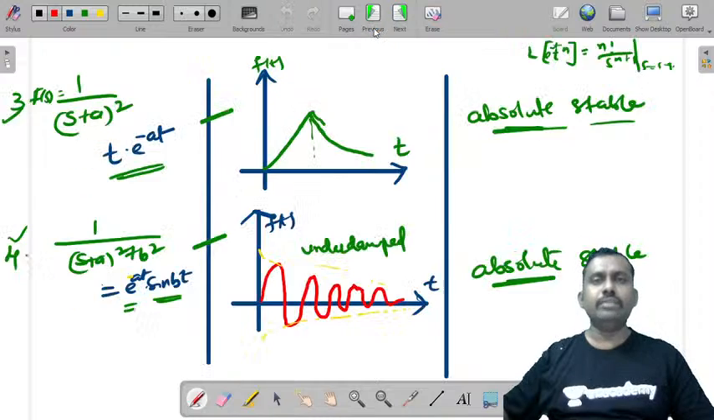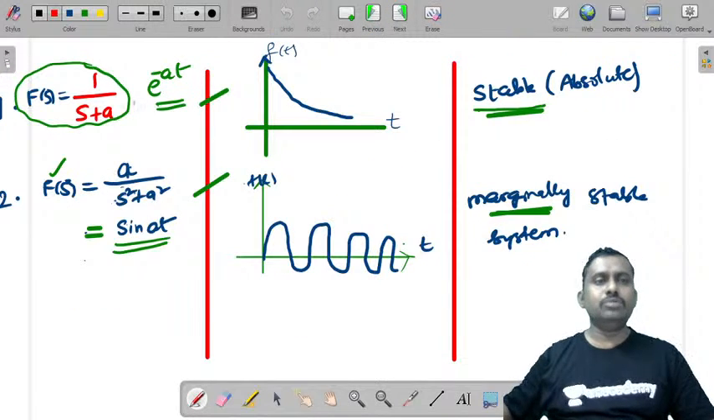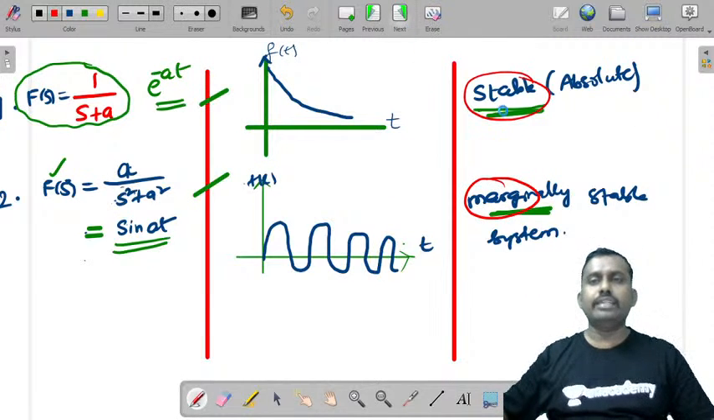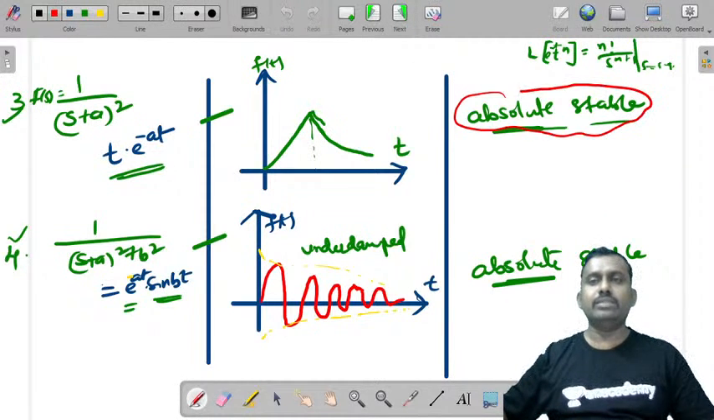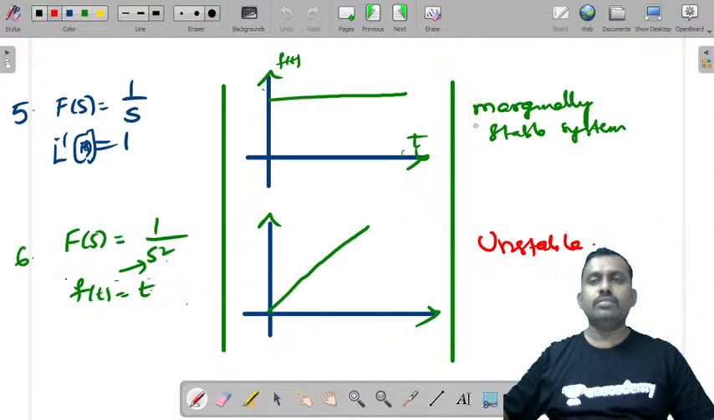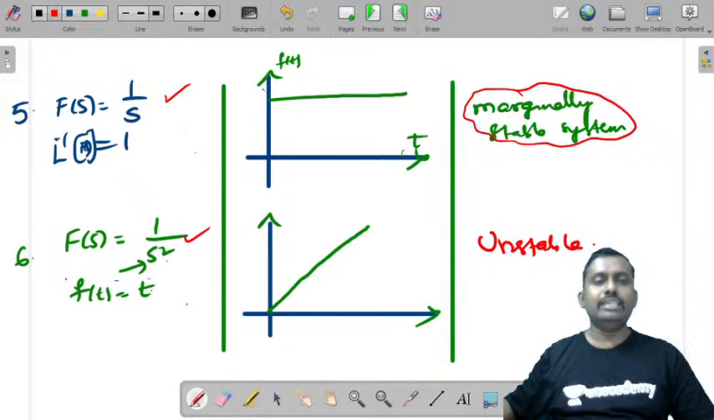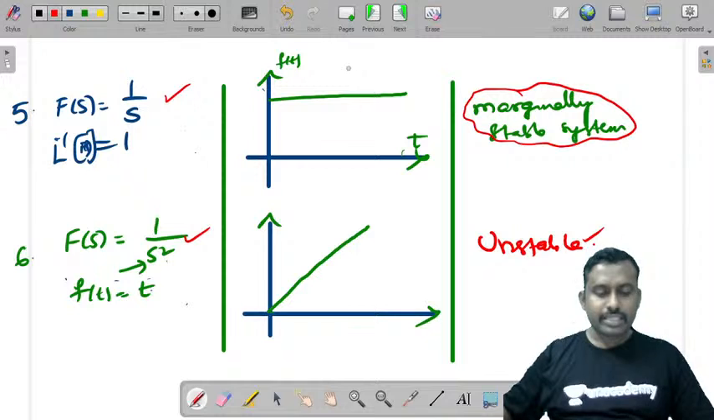So this is one unstable system. Till now we have seen this was a stable system. Second one was a marginally stable system. And the third one is absolutely stable system again. So this is also an absolute stable system. And this was a marginally stable system, 1 by s. And 1 by s square is an unstable system. We'll also look at some other terms.